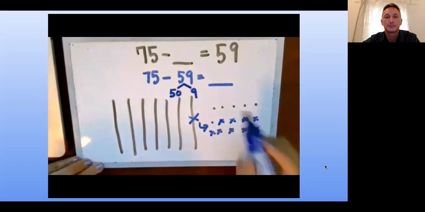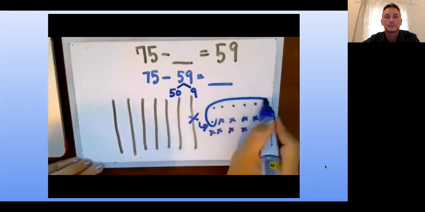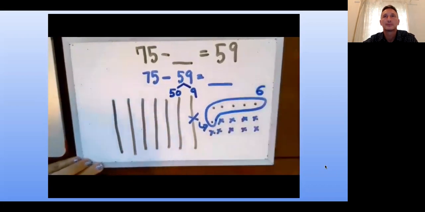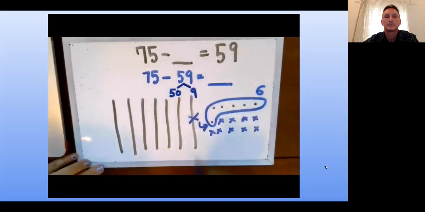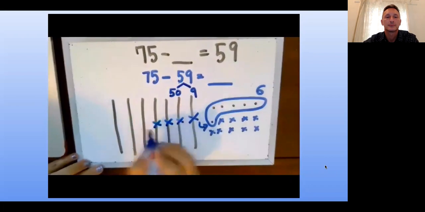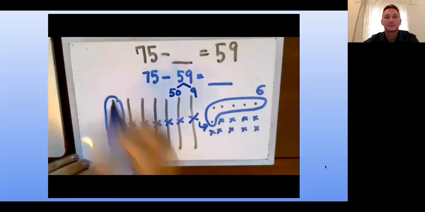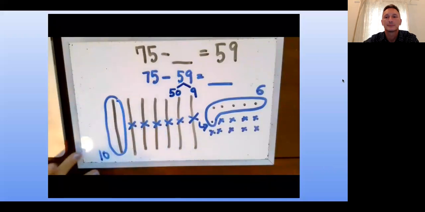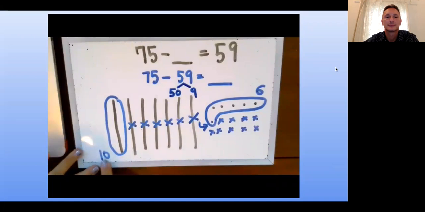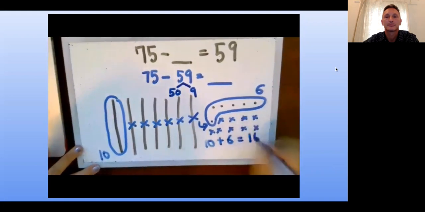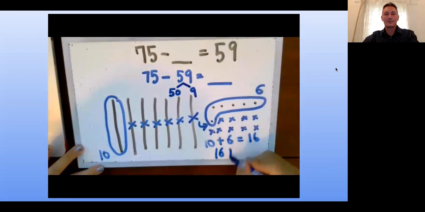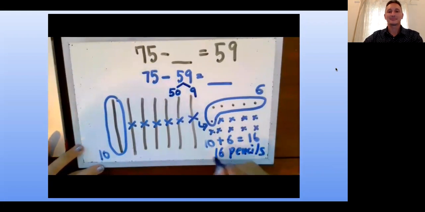Then I'm going to count what I have left. 6 ones left. Okay, then next I'm going to look at my tens. I know I have to take away 50, which is 5 tens. So here we go. 10, 20, 50, and I have 10 left here. Finally, I am going to look at what's left. I have a 10 and I have 6 ones. So 10, 6, 16. My answer is 16 pencils.